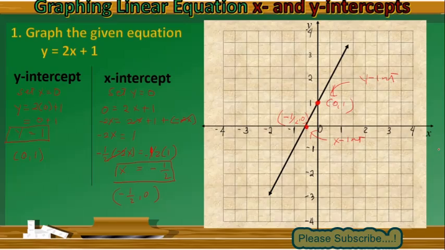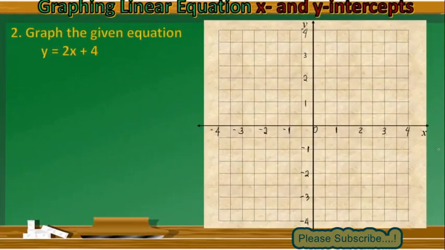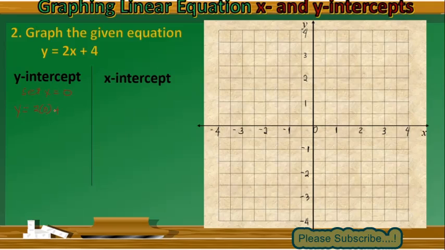Okay, let's take the second equation. The second equation is 2y equals 2x plus 4. Let's find the y-intercept. To find the y-intercept, we set x to 0. Then by substitution, we have 2y equals 2 times 0 plus 4. So the value of y now is 4. Then our coordinate is 0 for x, 4 for y.